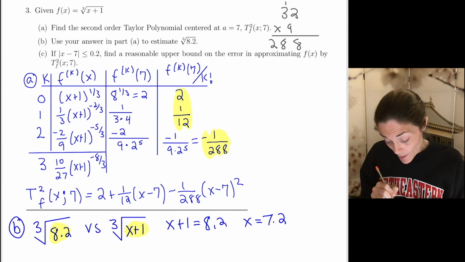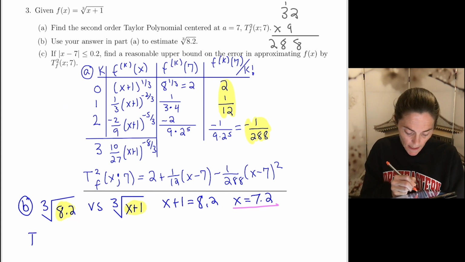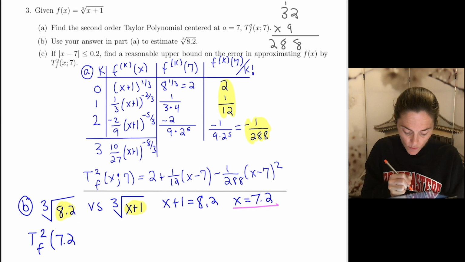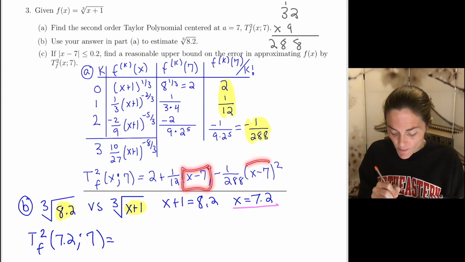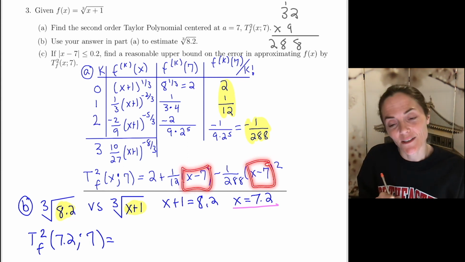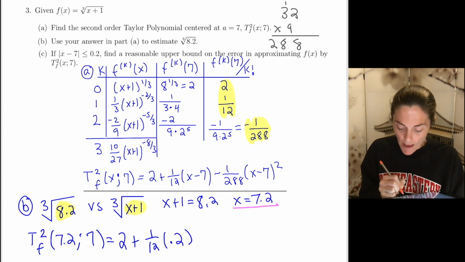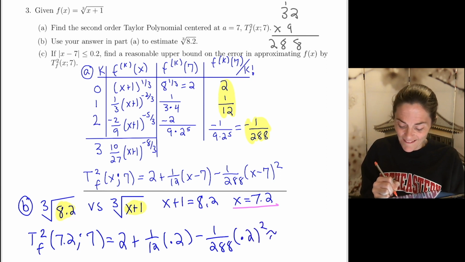I'm going to evaluate my polynomial here at 7.2. We want T2 f at 7.2. When we evaluate this, very similar to the first one, you see 7.2 minus 7 is 0.2. So this will be 2 plus 1 over 12 times 0.2, and then minus 1 over 288 times 0.2 squared.